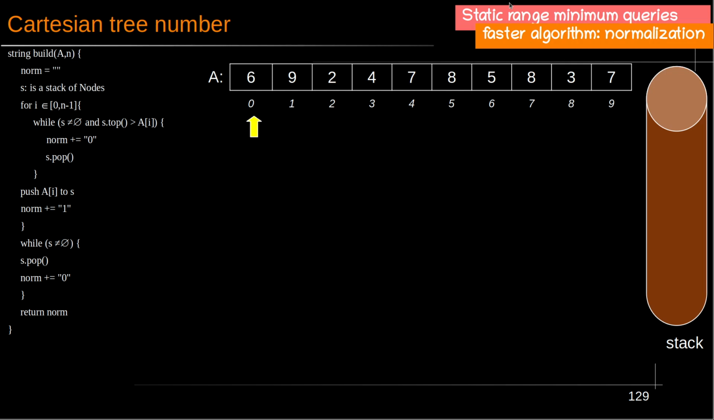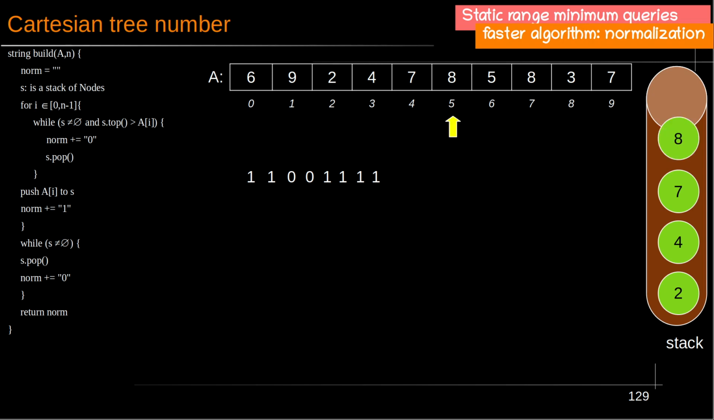We have 6 at the first time, so we push 6 to the stack and we add 1 to the binary string. 9: is 6 greater than 9? No, so we push 9 and we add 1 to the binary string. We go to 2. 9 is greater than 2, yes, we pop 9 and we add 0. 6 is greater than 2, yes, we pop 6 and we add 0, and we push 2 and add 1. We go to 4. 2 is greater than 4? No, so we push 4 and we add 1. We go to 7. 4 is greater than 7? No, so we push 7 to the stack and we add 1 to the binary string. Same for 8: push 8 and we add 1.